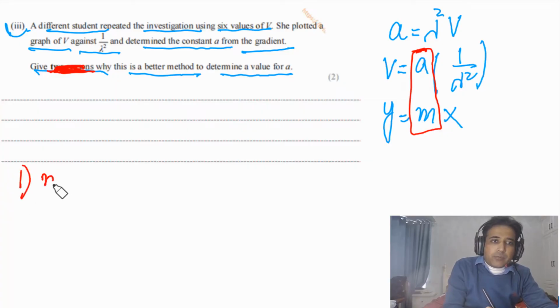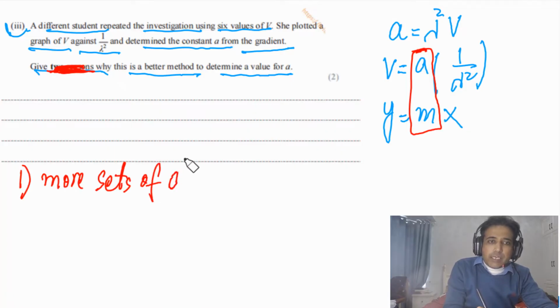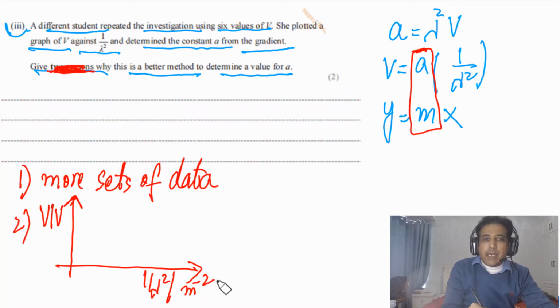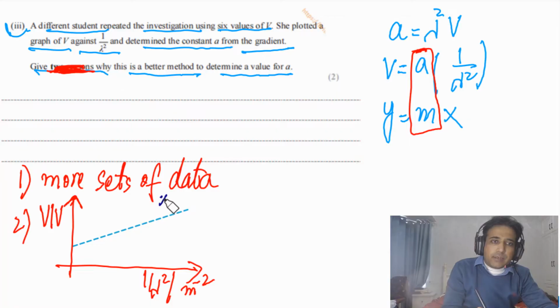So the first thing we can say, we have more sets of data. And the second, we can talk about the graph. So this is our graph. Very important point, beautiful point. Listen carefully. So here we have V on y-axis and we have 1 over lambda square on x-axis. Now we can also imagine that this is our best fit line. And we can also just assume some data. Imagine that the points are like this. So these are the points. So there are 6 points. So simply we can say these are the 6 points.